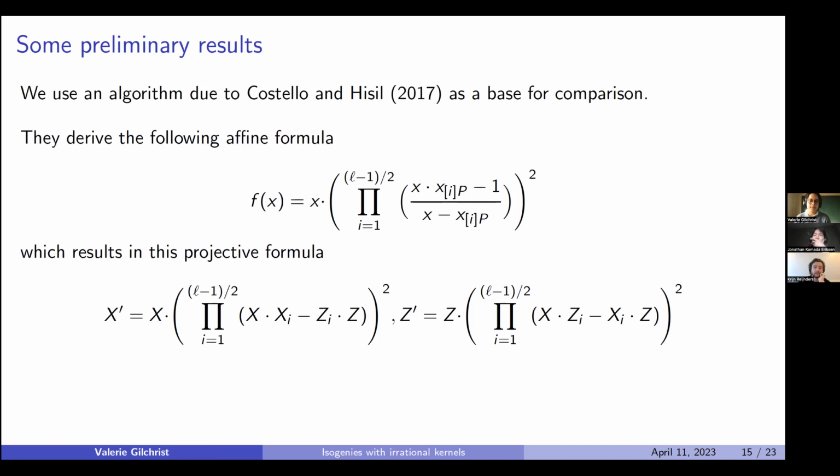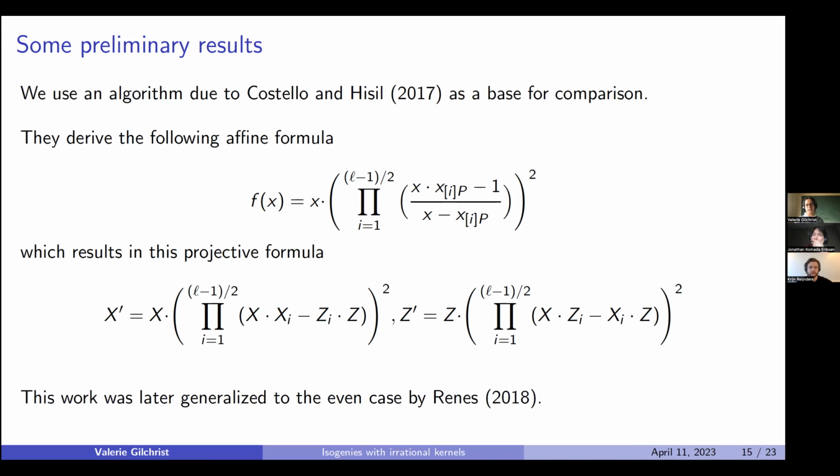So looking at what they did, they derived this affine formula. They projectivize it, and from this, they get the rest of their algorithm. If you're curious about the details, I will refer you to their ePrint. This was intended for use in SIDH, but it has applications outside of that as well, and they go into this in the paper as well. And they do a few other things. Then this work is later generalized to the even case also by Jaus-Gens. Sorry if I butchered that. But yeah, so this is what we're comparing our results to.